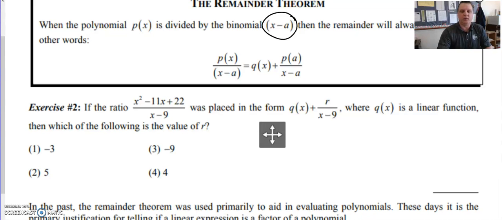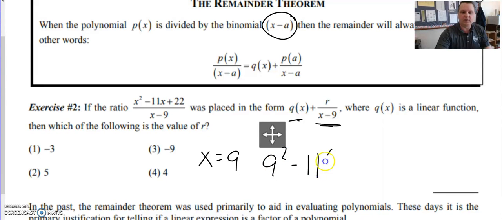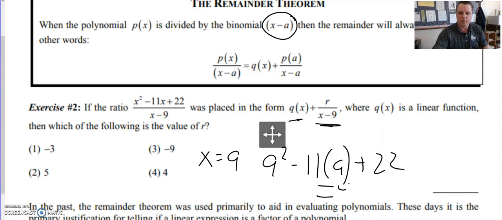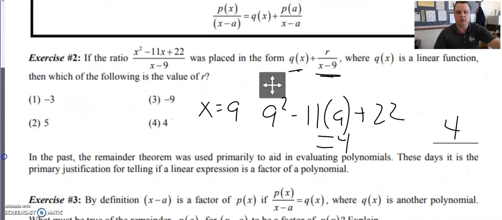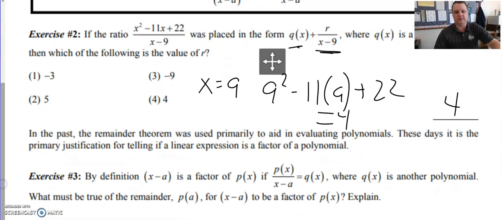If it was placed in the form q of x plus r over x minus 9, r is the value of the remainder. So if you wanted to go ahead and do the long division, you could. Or what you can do is take your x equals 9 and plug it in: 9 squared minus 11 times 9 plus 22. And that will equal 4, which is choice 4. Okay? If you did the long division, same thing would happen. You would get a remainder of 4, which is exactly the same.